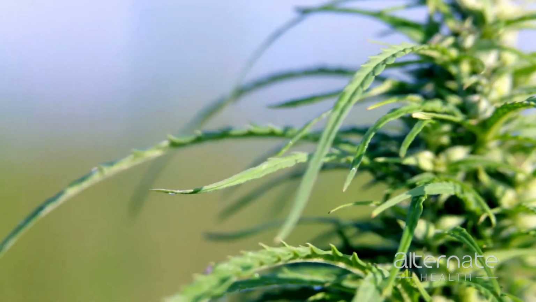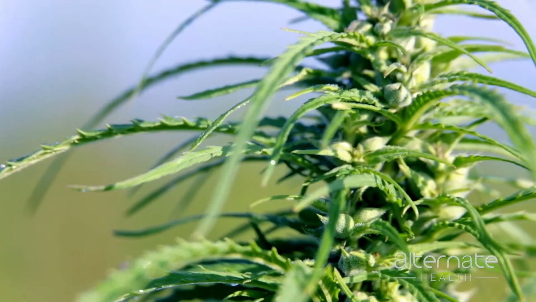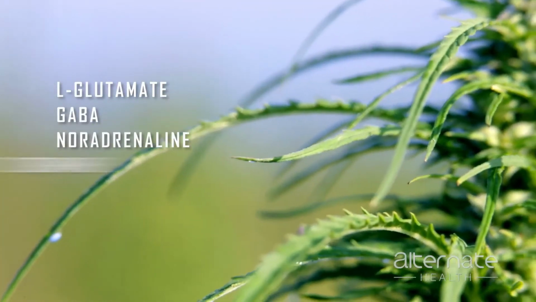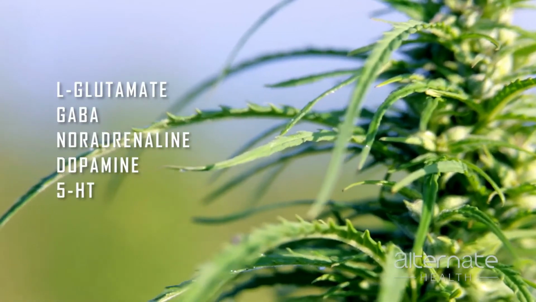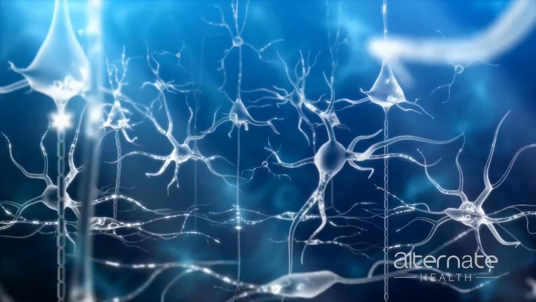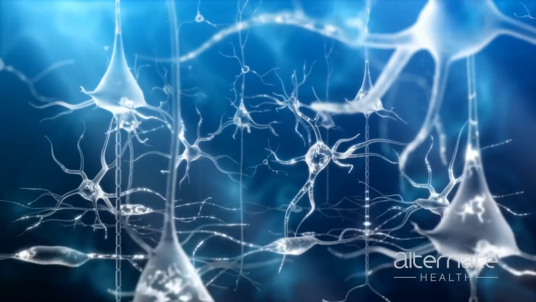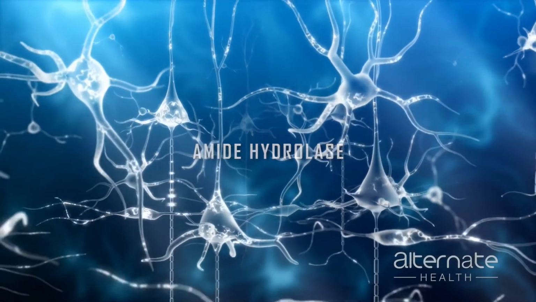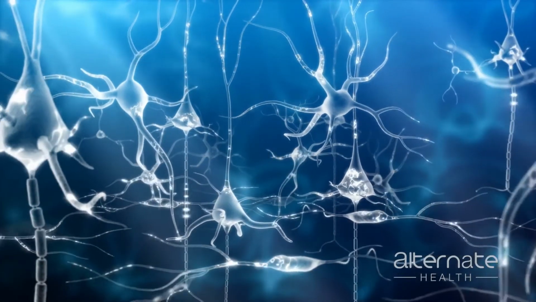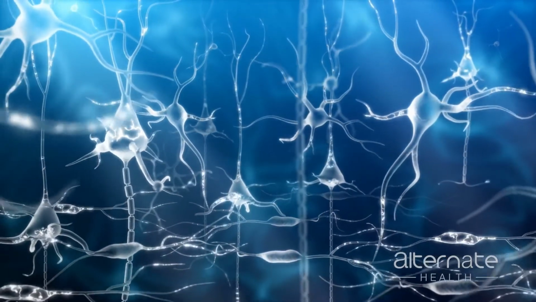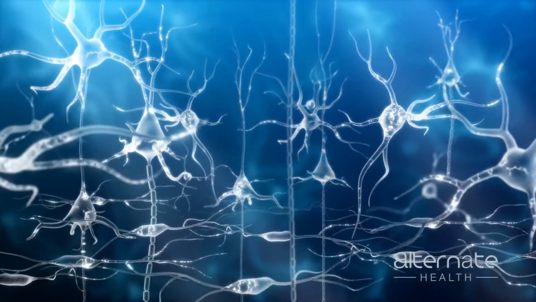THC inhibits the release of neurotransmitters, including L-glutamate, GABA, noradrenaline, dopamine, 5-HT, and acetylcholine. Despite the rapid inactivation of THC by the fatty acid amide hydrolase, THC and other exogenous cannabinoids are sustainable for extended periods of time and are associated with physiological effects which are beneficial in the prevention and management of certain disorders.